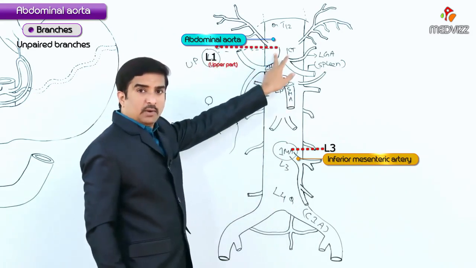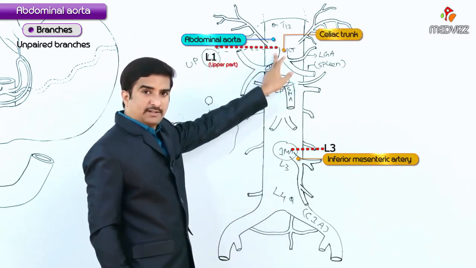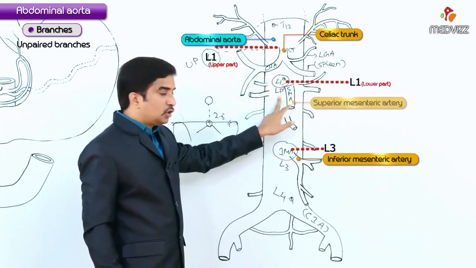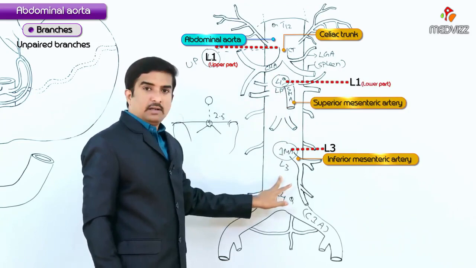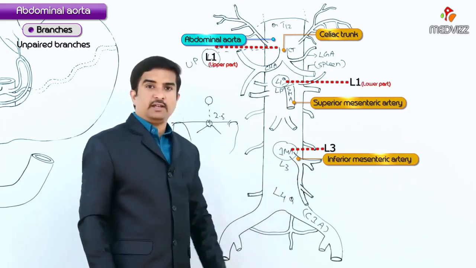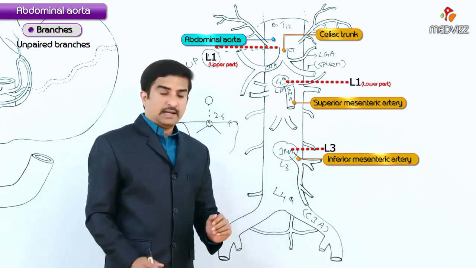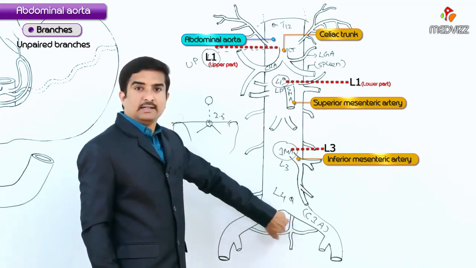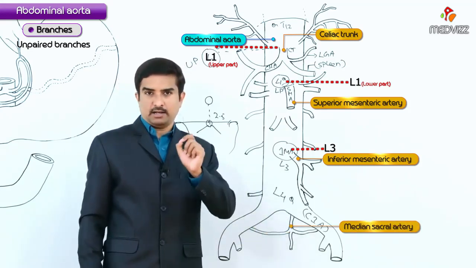Upper part of the vertebral body L1, celiac trunk. Lower part of the vertebral body L1, superior mesenteric artery. L3 vertebra, inferior mesenteric artery. And another important unpaired branch, what you can see over here, is called the median sacral artery.